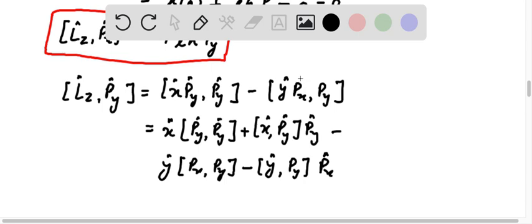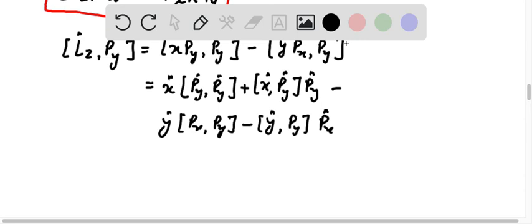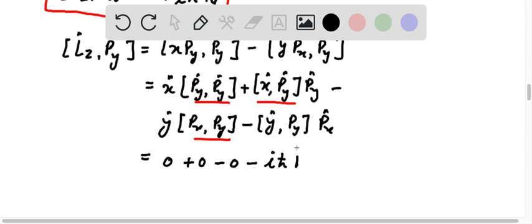Px, py and the others are all operators. So here this value is 0, this value is also 0, and this value is 0, and the others are non-zero. That means this value is 0, and this value is also 0, minus 0, minus this value which is not 0, this is iħ, and this px. That means Lz with py is minus iħ px.